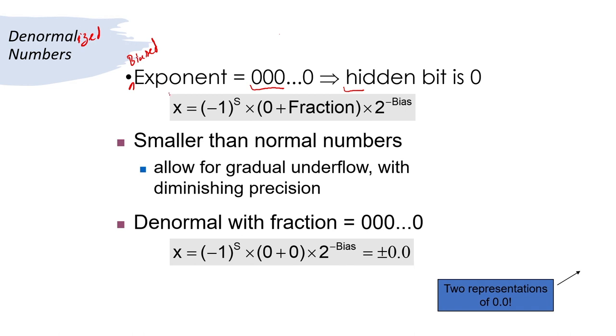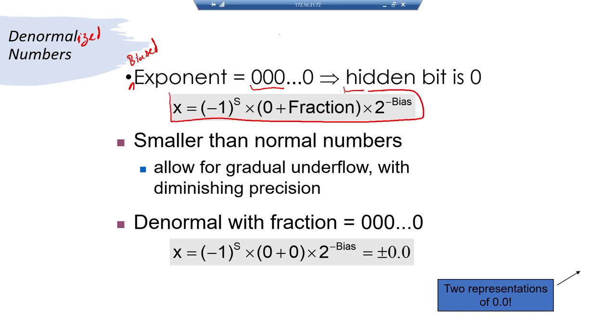So a denormalized number can be represented in this format, where x equals minus 1 to the power s, s meaning sign, into fraction into 2 to the power minus bias. Bias, we know that for single precision is 127 and for double precision is 1023. These are smaller than normal numbers, and now the floating decimal has disappeared, because you are fixed at 2 to the power minus bias.